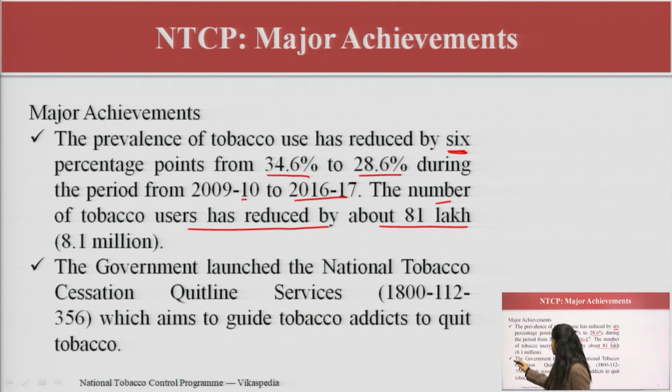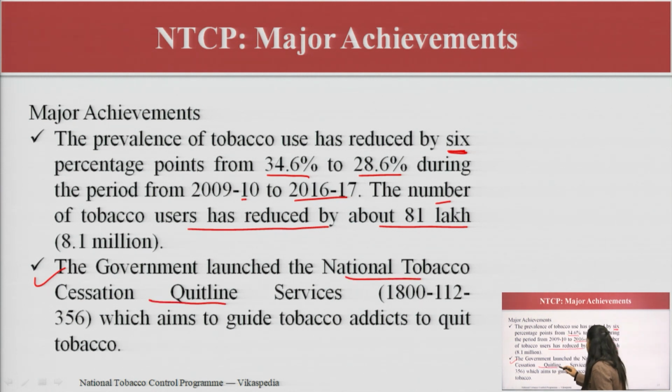Second, the government launched the National Tobacco Cessation quit line services. If anyone voluntarily wants to stop the use of tobacco, they can call on this number. The quit line provides some counseling on how to control it and how to stop the use of tobacco.